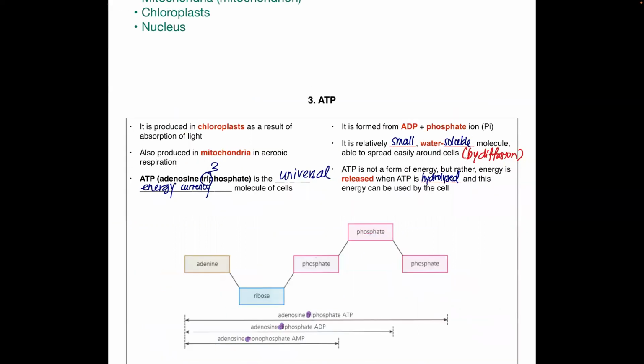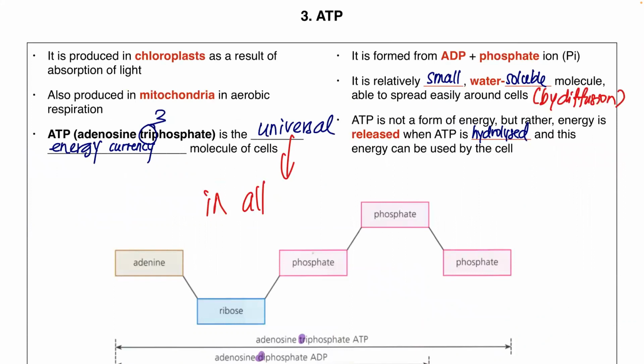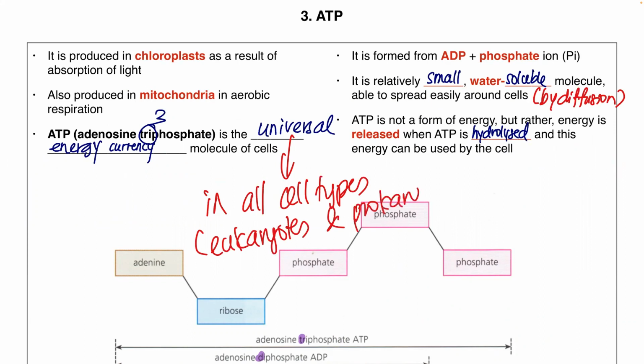When we say it is universal, it means it is in almost all cell types, for example both eukaryotes and prokaryotes. Eukaryotes and prokaryotes are one of the very general categorizations of cells, and basically they encompass all cell types. Of course, we don't consider virus as a cell, so virus is an exception. But the rest are all eukaryotes or prokaryotes, and all of them use ATP as an energy source.